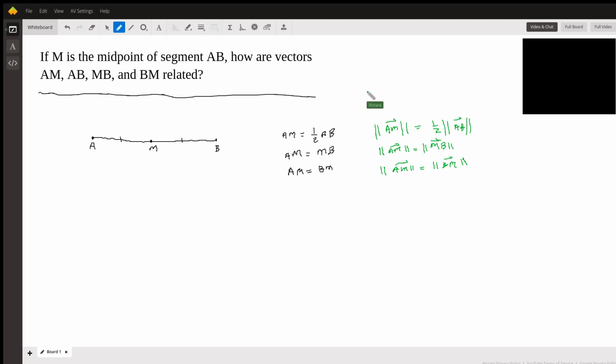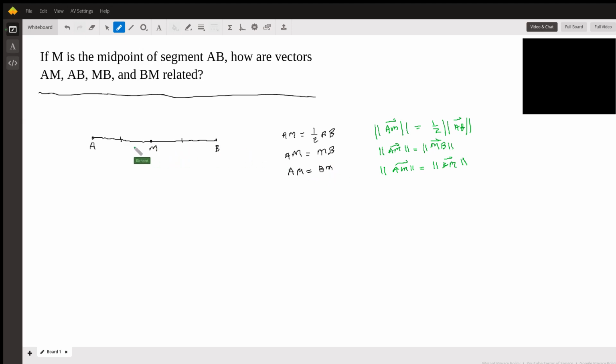And just to finish off the vectors, because a vector is defined by its magnitude and direction, the direction of BM and MB are just 180 degrees opposite. So they're opposite directions, but the magnitudes are the same. AM is in the same direction as AB, and from A to M is moving left to right, whereas from B to M is moving right to left. And so the direction of the vector is different.